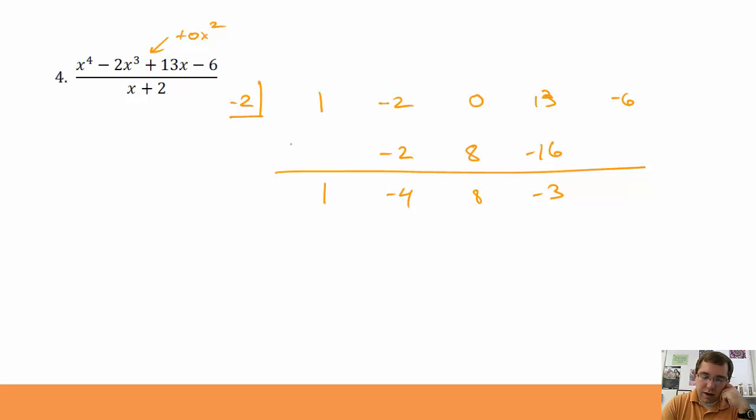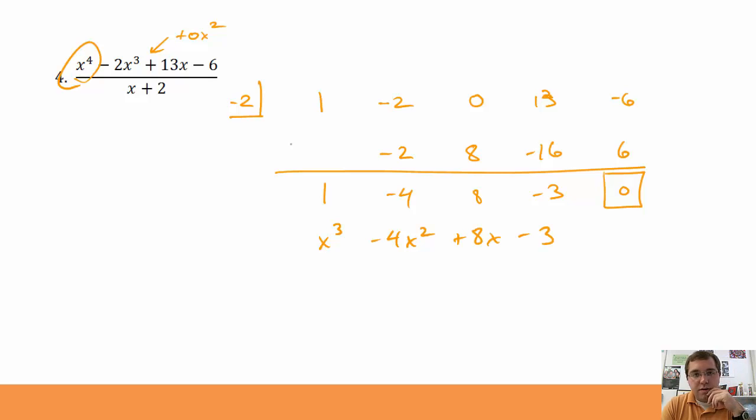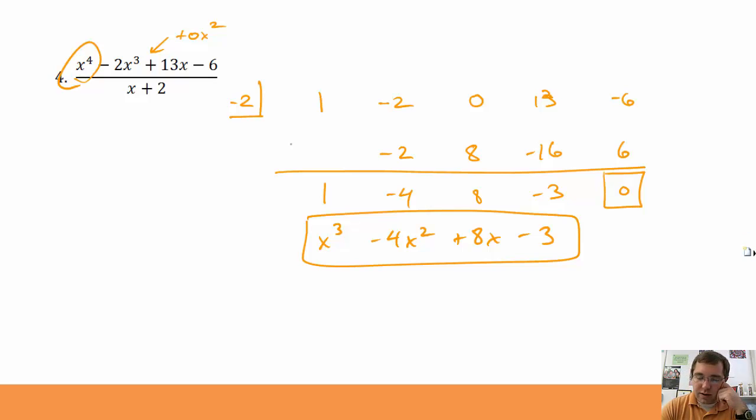Multiply. Get positive 26. Add. Get 0. 0 is my remainder. My quotient then, I had x to the 4th at the start, so this is x cubed. 1x cubed, or just x cubed, minus 4x squared plus 8x minus 13, with a remainder of 0. So that's just my answer, is that quotient right there. So very fast, if you know how it works.